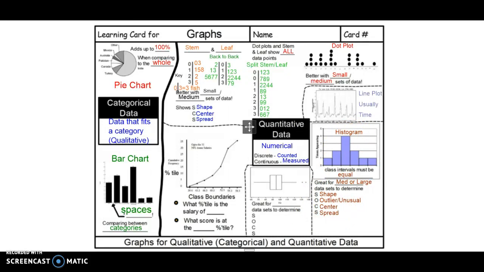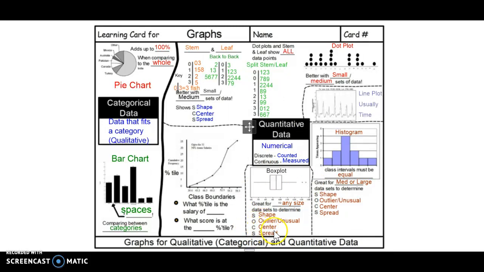A box plot is another way to display quantitative data. And with a box plot, it's great for any size data set that you have, small, medium, or large. A box plot can also give you an idea of the shape, any outliers or unusual features. You can see outliers right here in this box plot. It can help describe the center and the spread of a distribution.